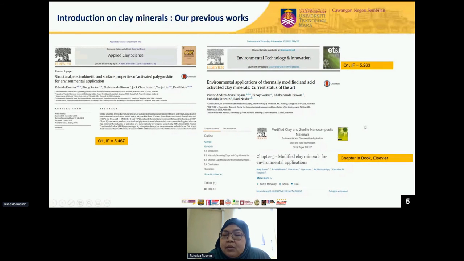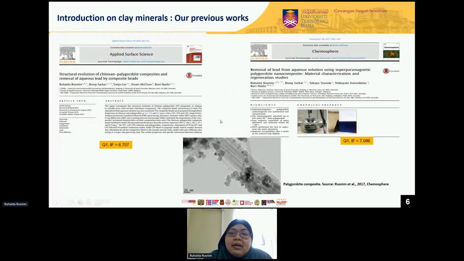We also produced a book chapter discussing the modifications of clay minerals for environmental applications. We also modified the clay minerals in several ways. For example, we used palygorskite to form biopolymer clay composites. In this study, we used chitosan, and the palygorskite helps improve the stability of the chitosan and at the same time contributes to the adsorption performance, in this case to treat lead contaminated water.